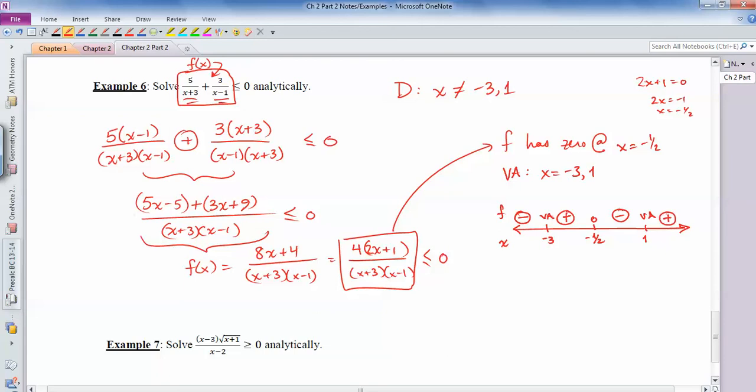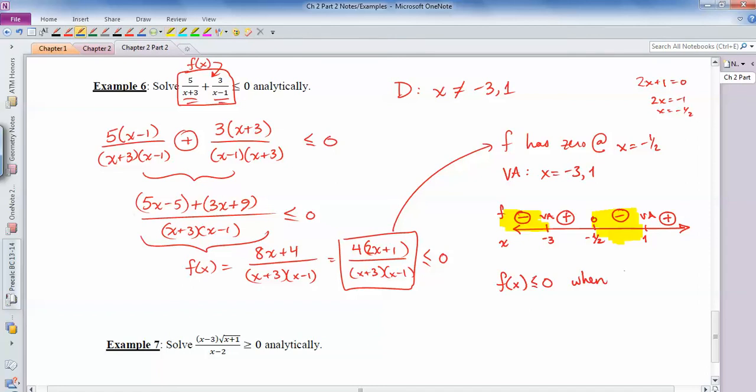Okay, so we were checking when f of x, what we called f of x, has to be less than or equal to 0. And that happens when I've got these negative signs. So that happens here and here. Okay, so let's write this out.